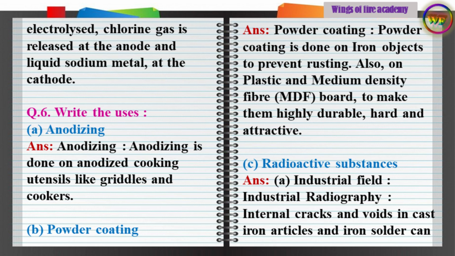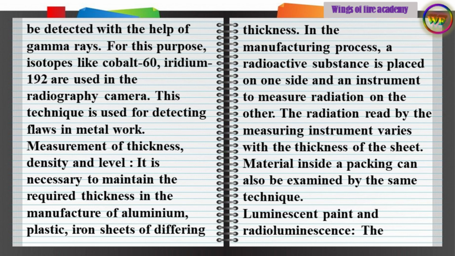C. Radioactive substances. Answer. A. Industrial field, industrial radiography. Internal cracks and voids in cast iron articles and iron solder can be detected with the help of gamma rays. For this purpose, isotopes like cobalt-60 and iridium-192 are used in the radiography camera. This technique is used for detecting flaws in metalwork.